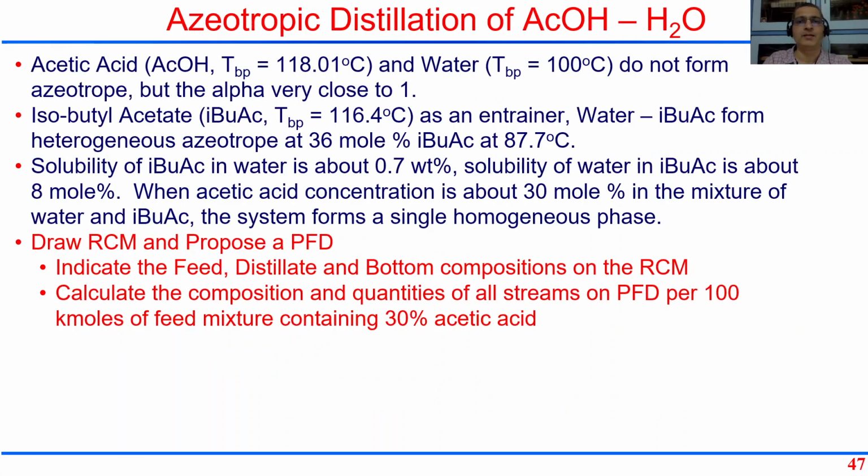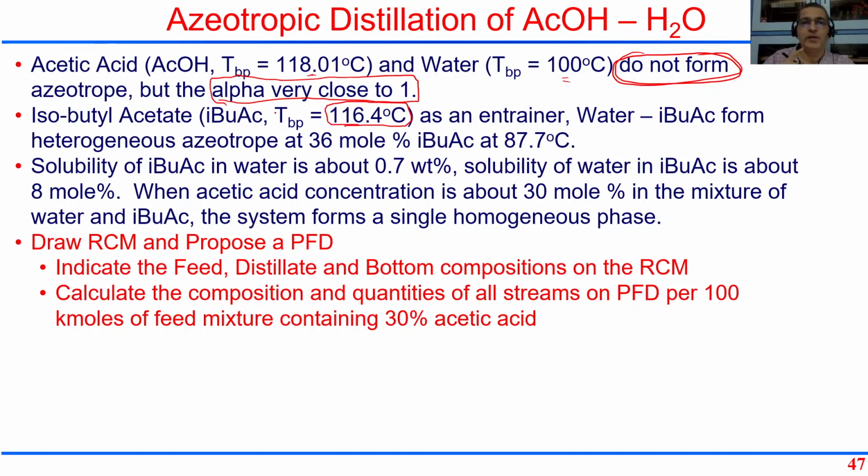Okay, another example, acetic acid and water. So acetic acid and water, they do not form an azeotrope, but their relative volatility alpha is very close to 1. So sometimes butyl acetate, isobutyl acetate, boiling point 116.4, is used as an entrainer. Now you see 116.4, it is more than 100, it is very close to 118.